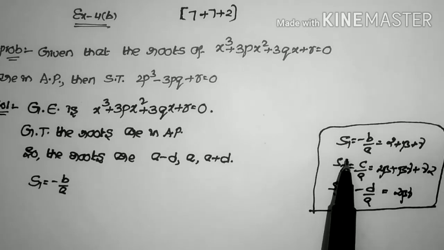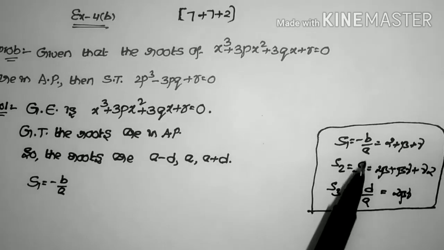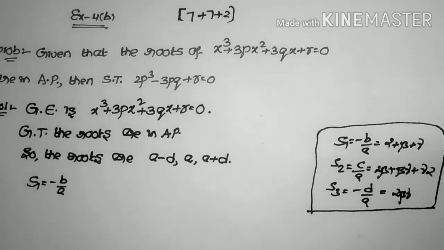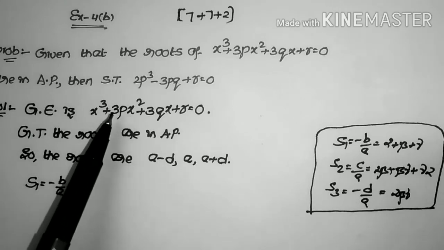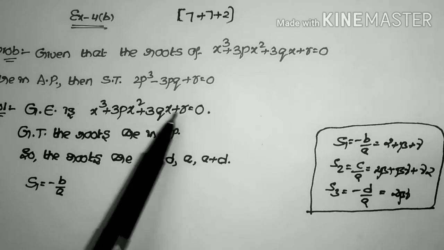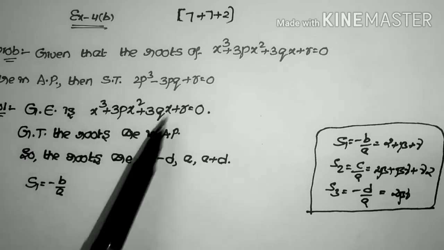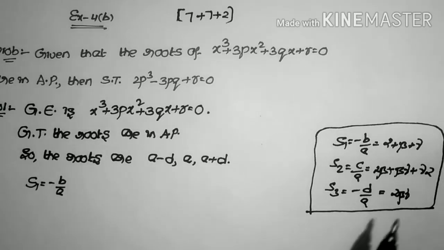So the first one is S1 is equal to minus b by a. What are the a, b, c, d values here? We take them from the given equation. The x cube coefficient is a, the x square coefficient is b, the x coefficient is c, and the constant is d. And alpha, beta, gamma are the roots of this equation. These are the most important formulas, which will be very useful to solve the essay questions and 2 marks questions in theory of equations. To solve this problem, we use only the first formula.